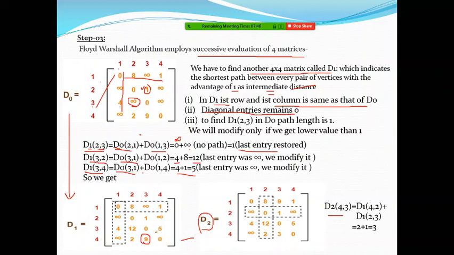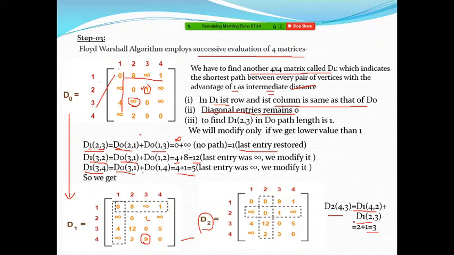So 4 3 with the help of 2. That means D1 4 2, and then D1 2 3. So 4 2 3 with the help of 2. Always it will be a sum of two elements. So D1 4 2: it was 2, and then 2 3 was 1. So the distance is 3. Earlier it was 9 and now it is 3. So yes, we must modify this number. I think all the other entries are the same, so only this number was modified.